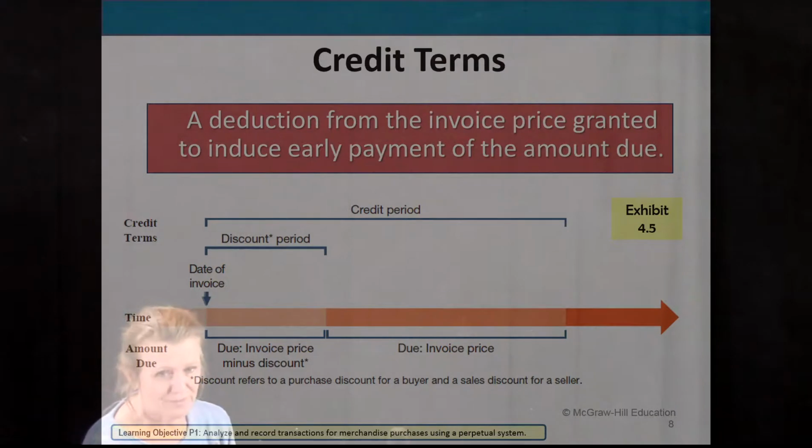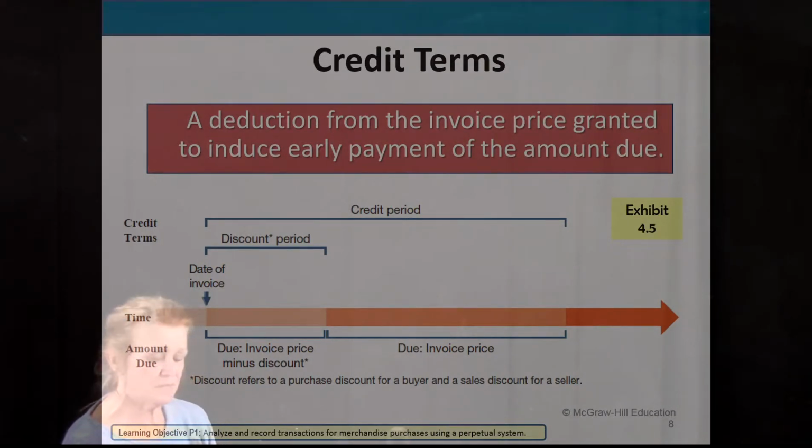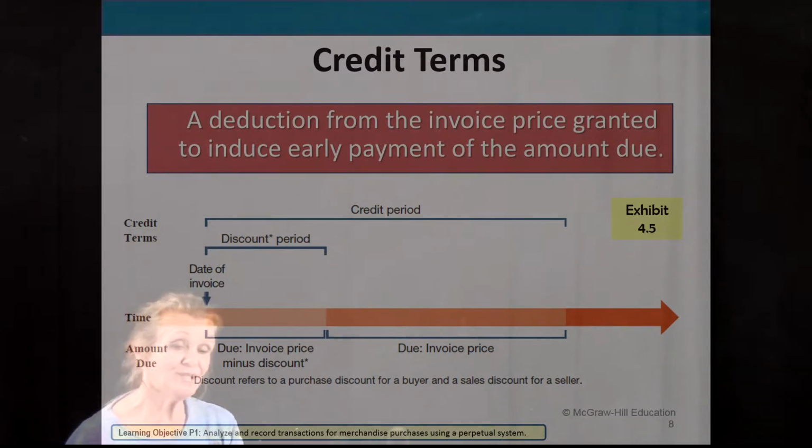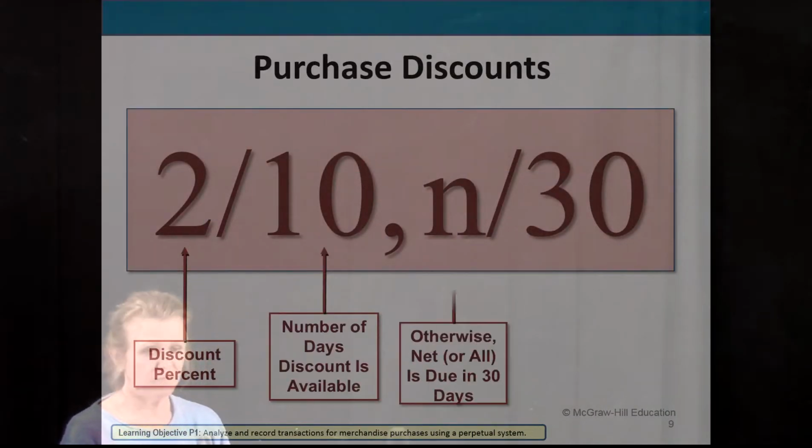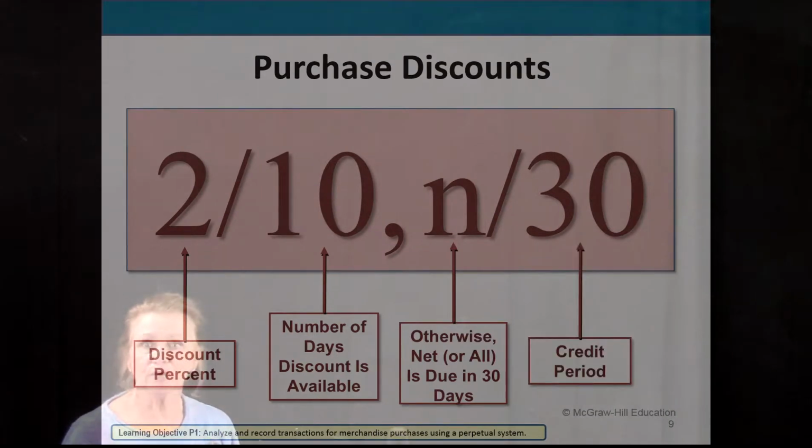Sometimes we get credit terms. It's just called terms. What credit terms mean is that you've purchased it on credit, so you have an accounts payable, but the company says if you'll pay it in a short amount of time, in a discount period of time, we will give you a discount. So this is what a term looks like. In a little bit I'm going to show you an invoice, and I'll show you where the terms are.